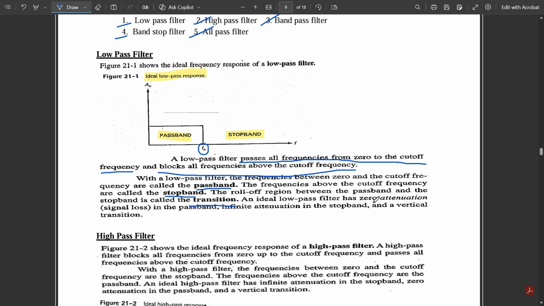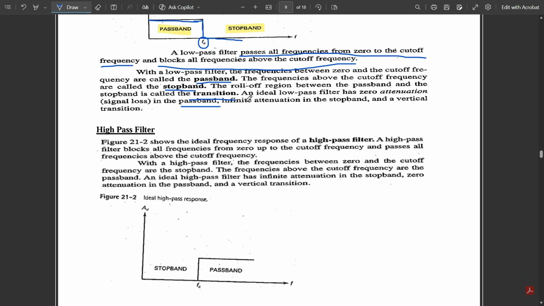And an ideal low pass filter would have zero attenuation or signal loss in the pass band region and infinite attenuation or signal loss in the stop band region. Okay, so this is basically a low pass filter. You could simply call it a filter that allows all the low frequency components, and when it reaches the cutoff frequency, it blocks all the high frequency components. Okay, low pass filter. Next is high pass filter.